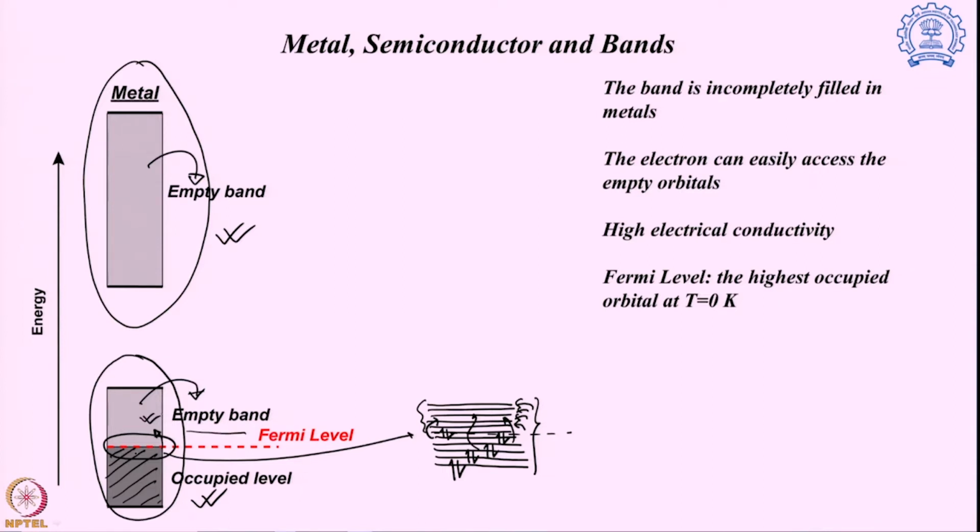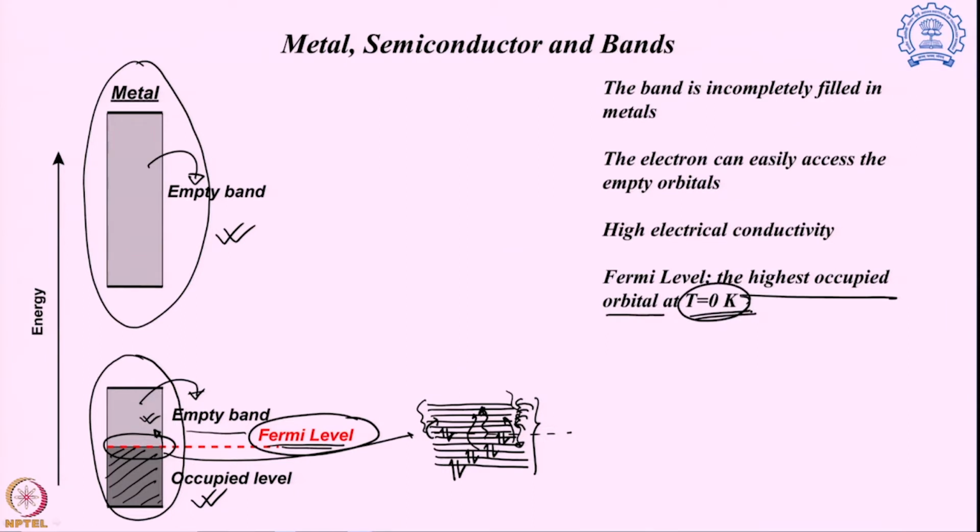At different temperatures the electrons will differ in their position. At higher temperature they will start moving in the higher region, at lower temperature in the lower segment. So we want to know exactly where the electrons are at a particular temperature, and for that this term was developed, the Fermi level. The Fermi level is the highest occupied orbital at T equal to 0 Kelvin, the lowest temperature possible.